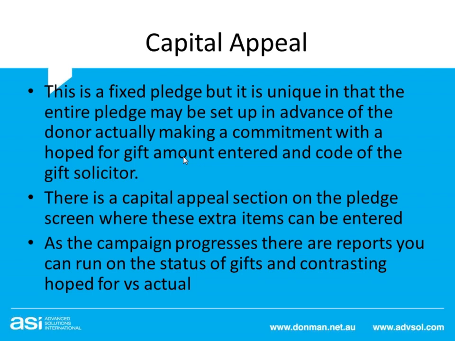It's a fixed pledge, but it's unique, and the entire pledge may be set up in advance, the donor actually making a commitment with a hoped-for gift amount entered and the code of the gift solicitor. So when we start a capital appeal, what we'll do is we'll go to all the people we think are probably going to give to the campaign or capable of giving, and the person running the capital appeal will, working with you, decide, yeah, this is John Smith, he should be good for $1,000, or we think this person's good for this amount of money, we're going to ask this person for that. And basically, it's set up so that in advance you've got these hopes and expectations of how you're going to get the money for the appeal.